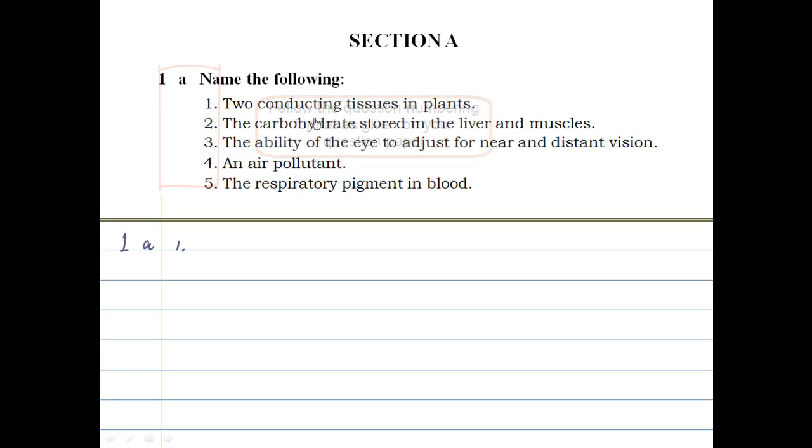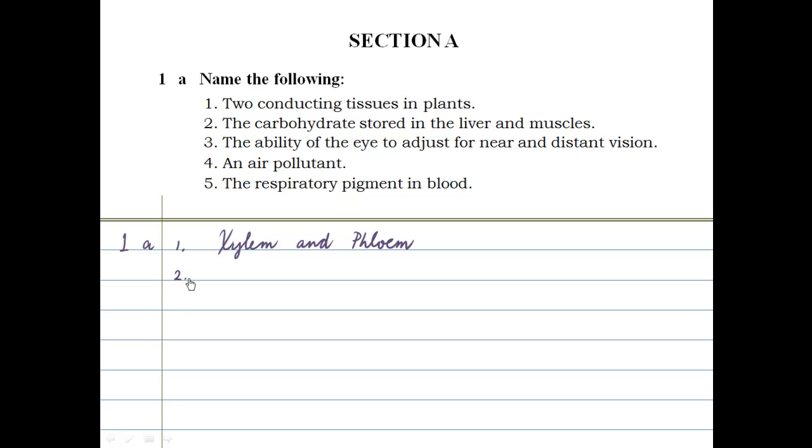So you've got number 1, 2 conducting tissues in plants. Now this is straightforward. You've got the xylem and the phloem. In this, you've got to keep to the point. You don't need to write a whole sentence for this.